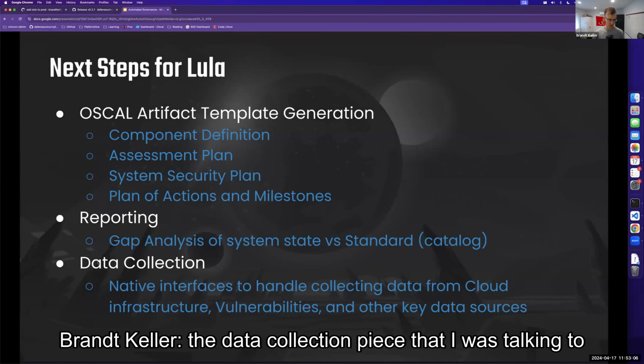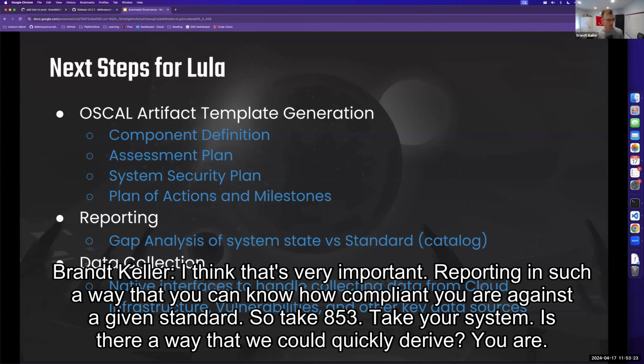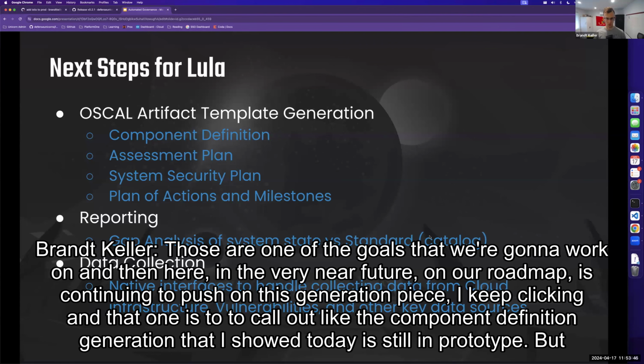The data collection piece that I was talking about is I want to extend this out to cloud infrastructure, other infrastructure, vulnerabilities, other key data sources where you can do automated mapping of controls to some data source via a proof. I think that's very important. Reporting in such a way that you can know how compliant you are against a given standard. So take 853, take your system. Is there a way that we could quickly derive that you are 40% compliant with 853, 50, 60, et cetera? Those are some of the goals that we're going to work on.